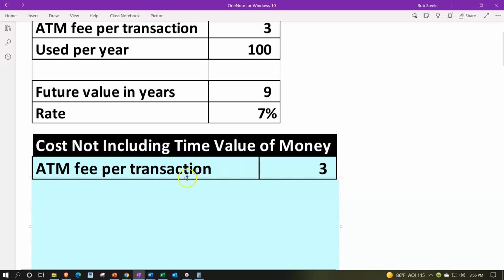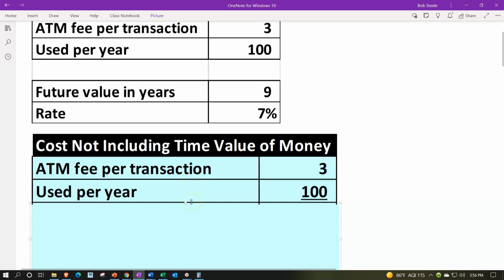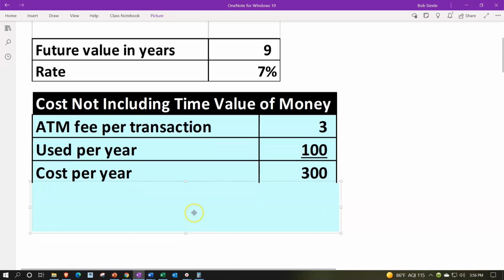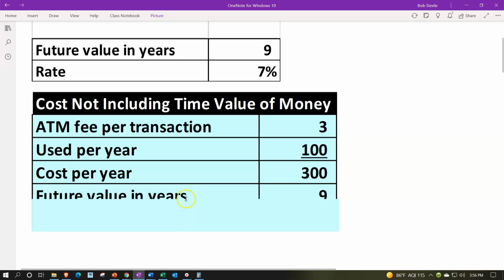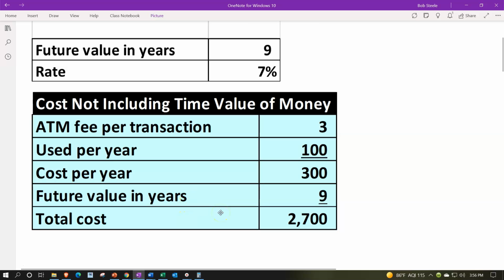How much would that just straight cost us, not taking into consideration time value of money? We say the ATM fee, $3 every time we do this. And we're going to say we used it 100 times a year. We go to this ATM and we pay the $3 just to get some money. And that adds up to, of course, $300 a year. If we say we do that for 9 years, a fairly long time, the 300 times 9 years would mean we have $2,700 over the 9-year period.